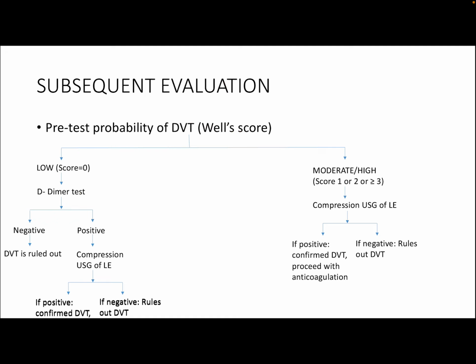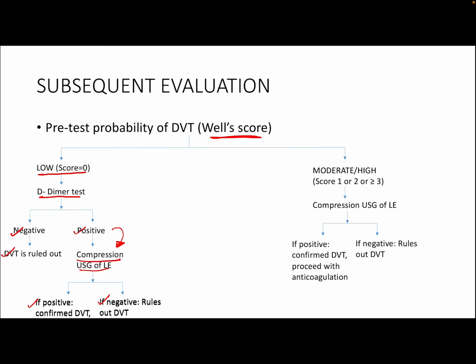So how will you evaluate a patient with suspected DVT? The first thing is you check the pretest probability of DVT by calculating the Wells score. And if it is a low score like 0, then you will have to go with a D-dimer test, that is a test of choice. If the D-dimer test is negative, you essentially rule out DVT, and if it is positive, you have to confirm it further with a compression ultrasound of the lower extremity. If the compression ultrasound is positive, then DVT is confirmed and you can go on with treatment. But if it is negative, that essentially rules out DVT.